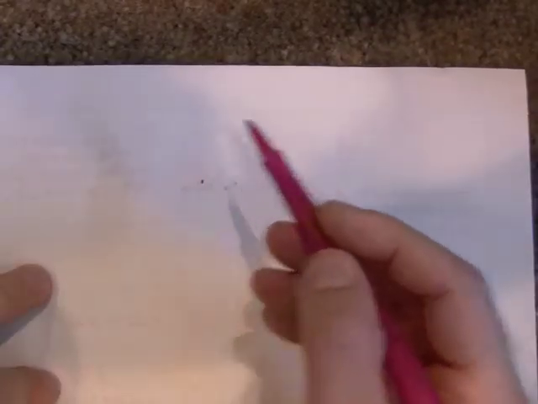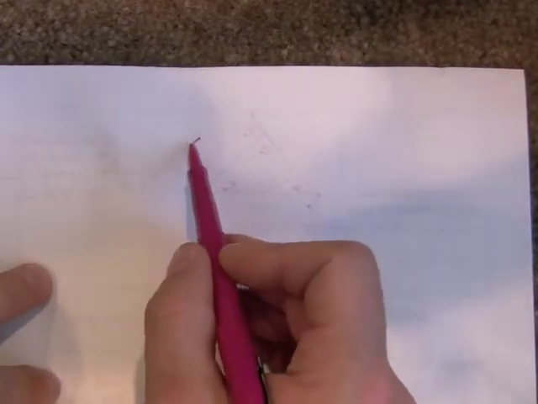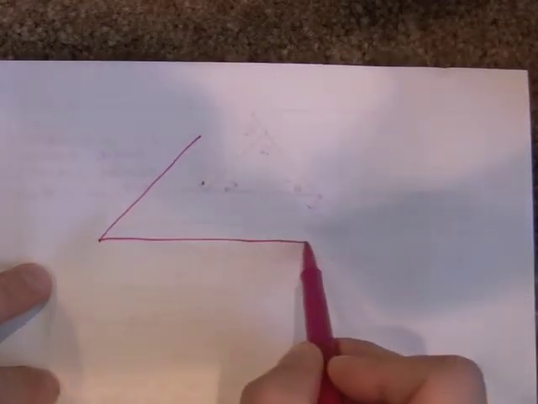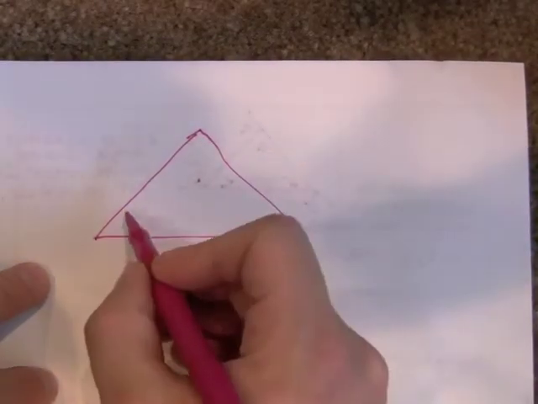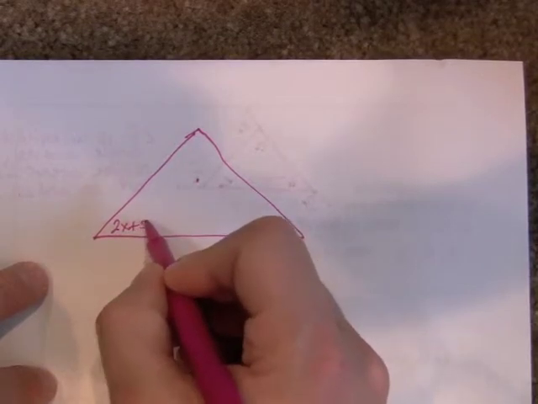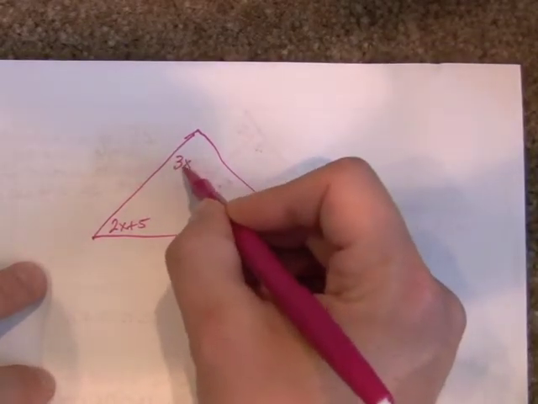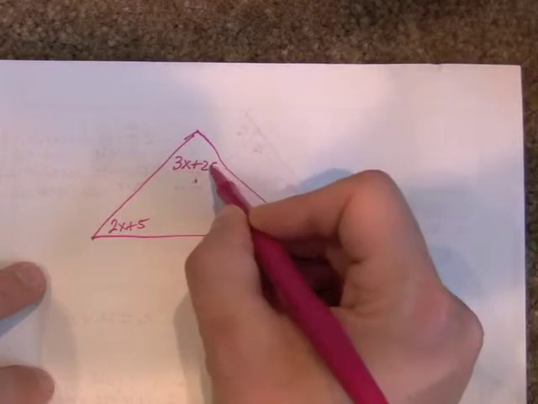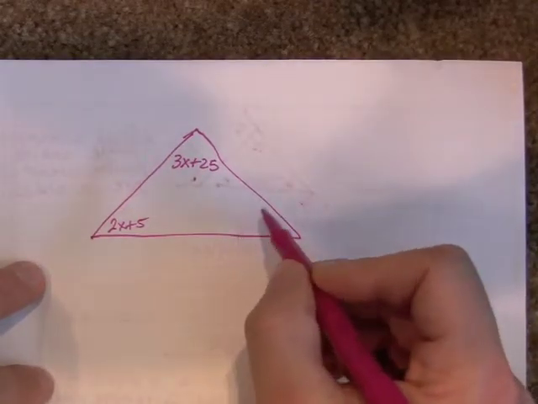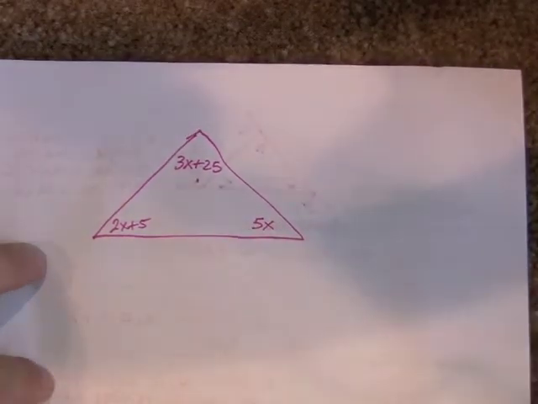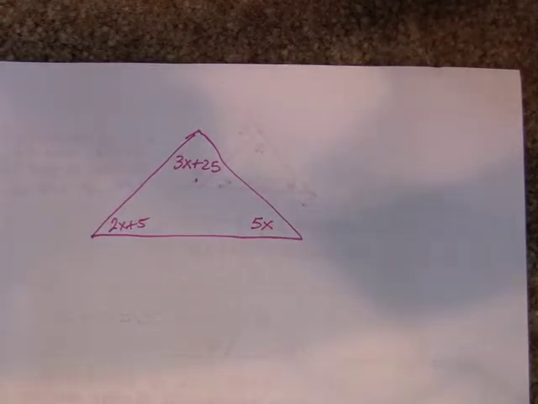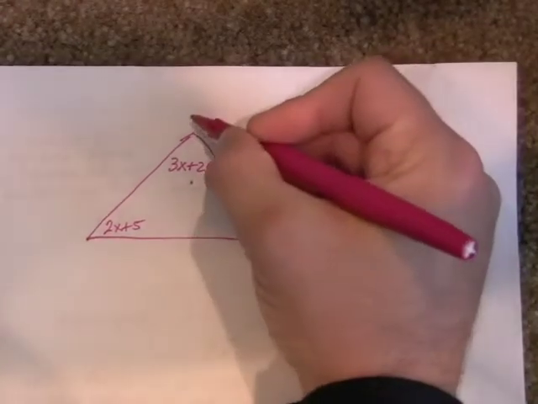Okay, so we're going to do a few extra practice problems. I just want to make sure that you understand what you need to be doing here to make sure that you don't have any trouble on your work that you're going to do. So, for our first extra problem on a separate sheet of paper, we're going to draw a triangle here. And let's say this is 2x plus 5. This is 3x plus 25. And this is 5x.